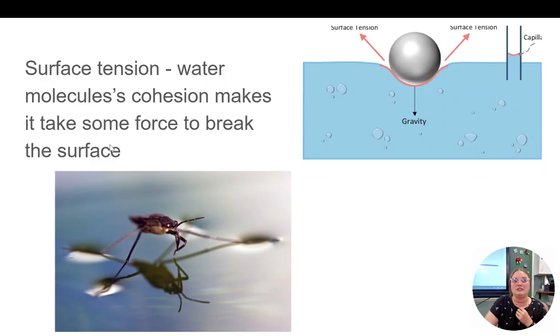So it takes some force to break the surface. Again, that goes with cohesion.